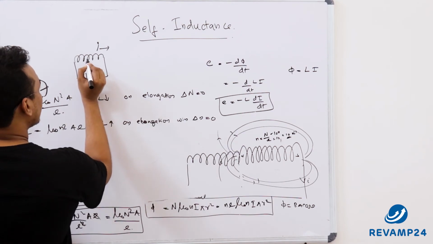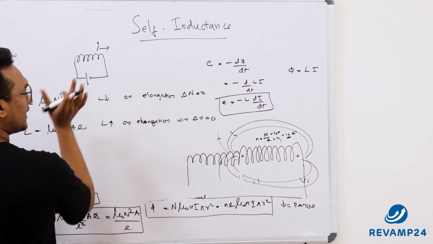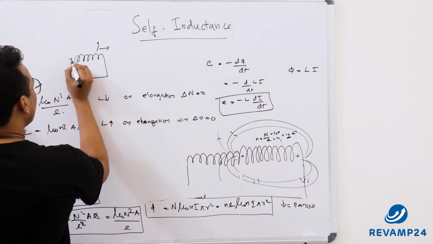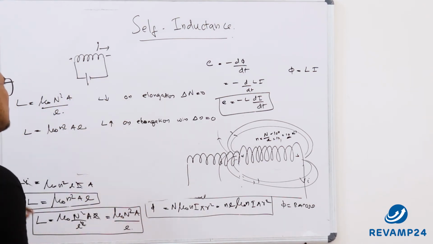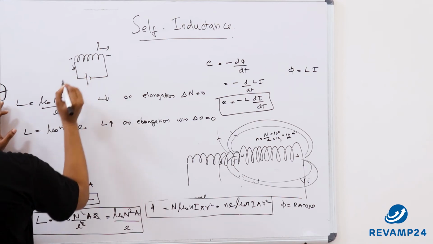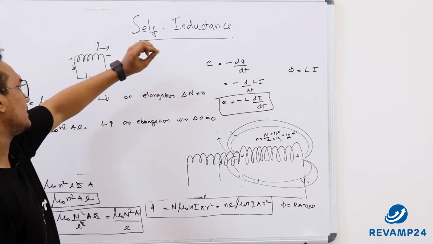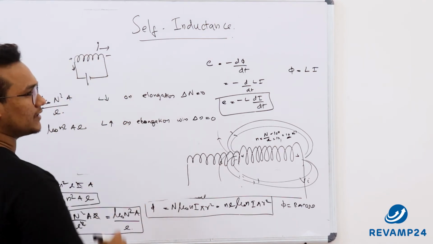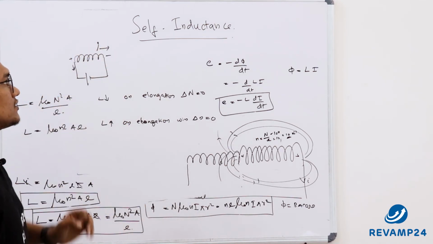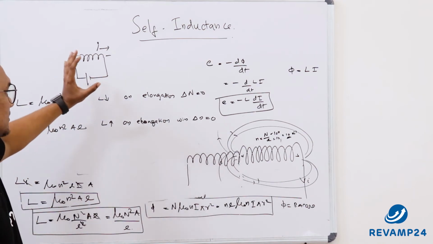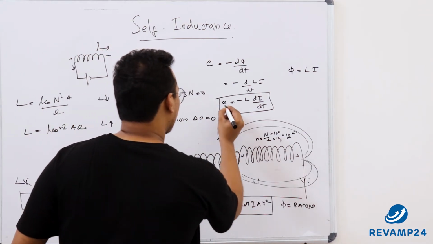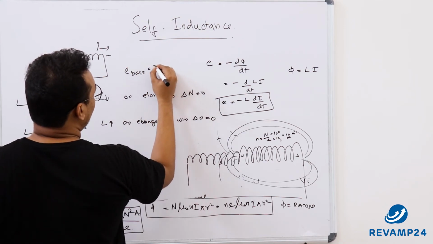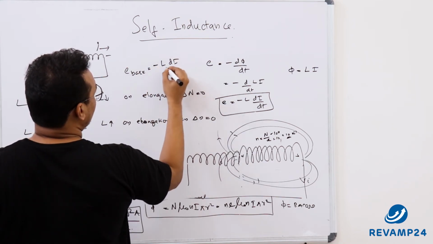So what will this do? This will create an induced EMF that will oppose the change. So this will behave as positive and negative in this way, and will try to send current in this direction. So when current is increasing in this way, this will try to send a current in the opposite way by creating a potential difference in this way, so that this change is opposed. So this EMF is termed as back EMF. So back EMF is equal to minus L di by dt.